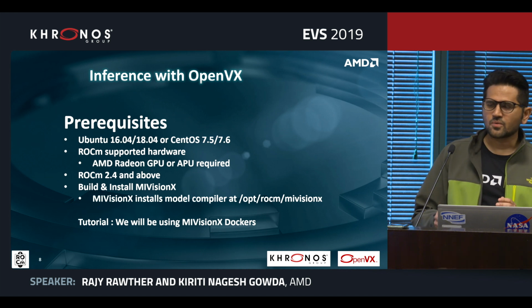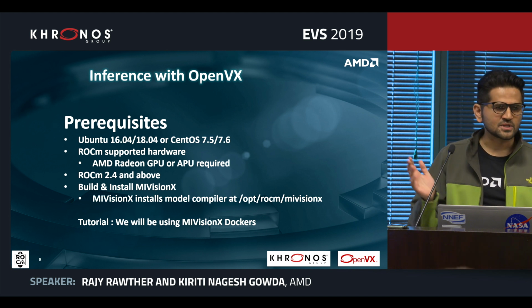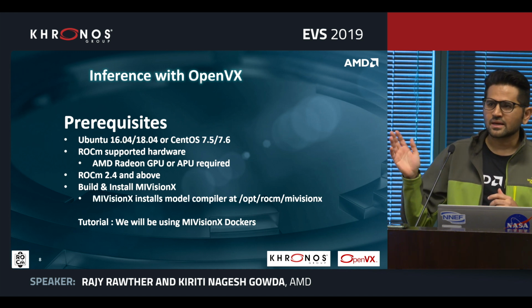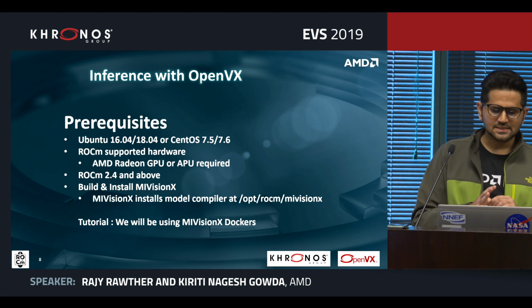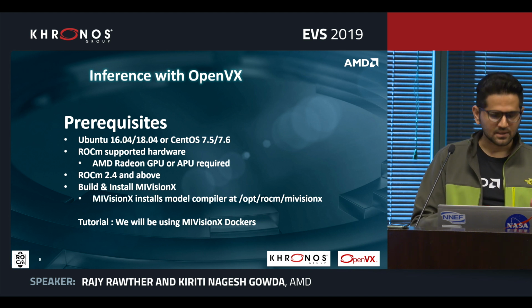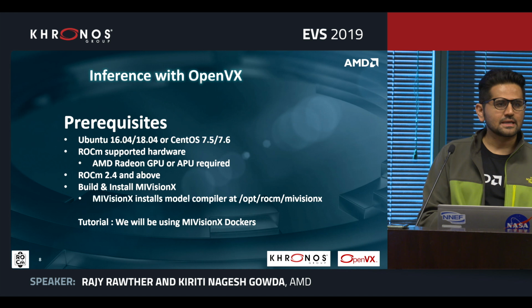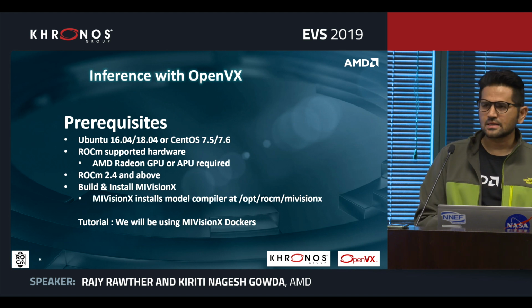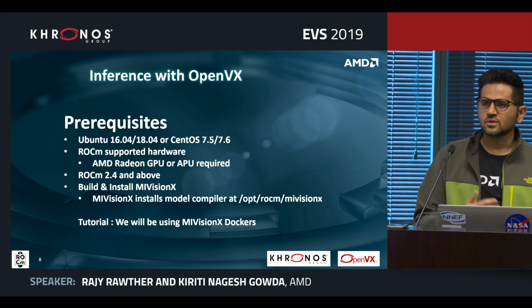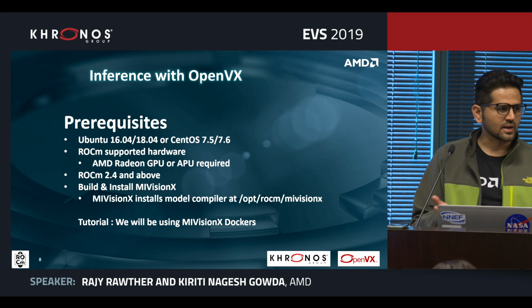When you install ROCm on Ubuntu or CentOS, to get MiVisionX, all you do is sudo apt-get install MiVisionX, and that's it. You should get the latest MiVisionX on your computer. Or if you want the latest features, you can just go to the GitHub, clone, build, and install. Everything is installed at /opt/rocm/mivisionx, and I'll show you what's in it when we log into the server. For this tutorial, we don't have to install all the prerequisites. Everything is on the Docker, which is already pre-installed with all the software we need. So we're just going to run the tutorial.